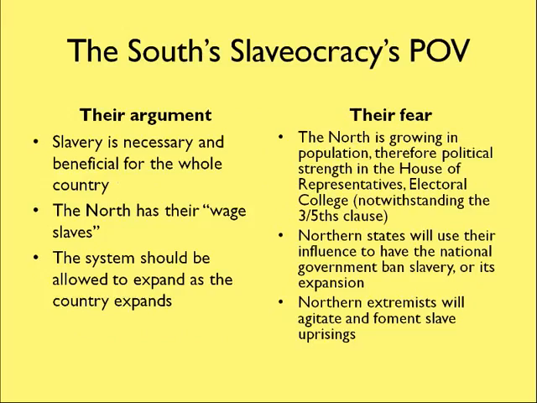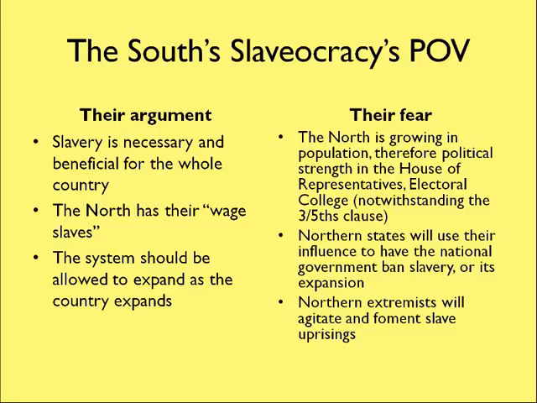Now, their point of view is slavery is necessary and beneficial, and if the North is criticizing their slave labor system, they would then criticize the North's wage labor system and say, you don't treat your factory workers any better, we treat our slaves better than you treat yours. And they feel that the system should be allowed to expand. But their fear is that the North, with its growing population of immigrants and natural increase, is going to turn that growing population into a growing political power at the national level and use it to end the system of slavery. And that's their biggest fear.